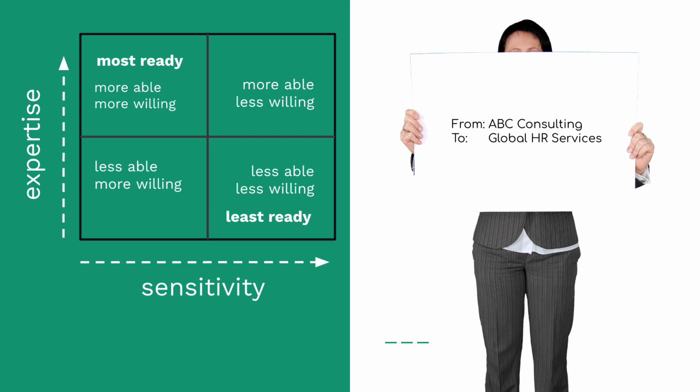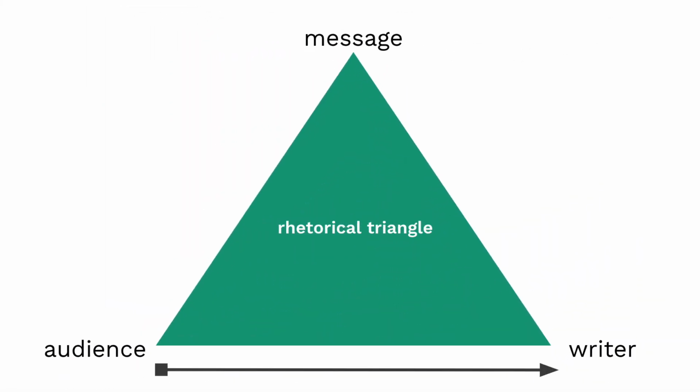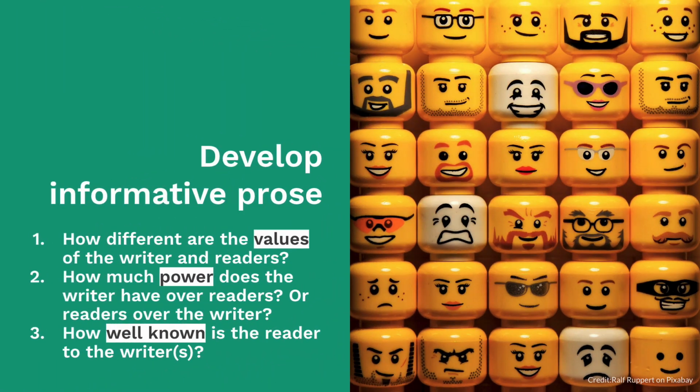We'll delay discussing sensitivity until the video on developing persuasive prose. Finally, to complete our audience analysis, we'll consider the last side of the triangle, the one that connects the audience to the writer. Without more information, we can't sufficiently estimate value differences. Again, the writer needs to do this. In terms of power, there's likely little difference.